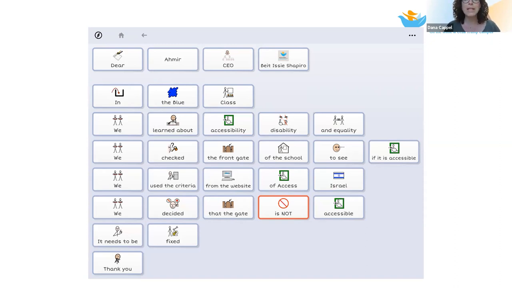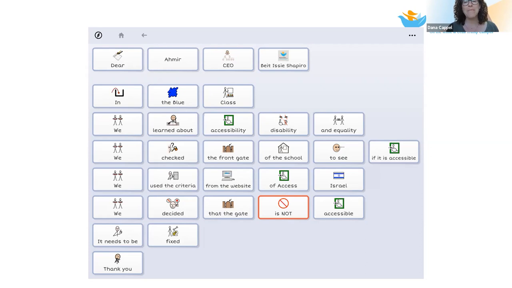Dear Amir, in the blue class, we learned about accessibility, disability, and equality. We checked the front gate of the school to see if it's accessible. We used the criteria from the website. We decided that the gate is not accessible and it needs to be fixed. Thank you.